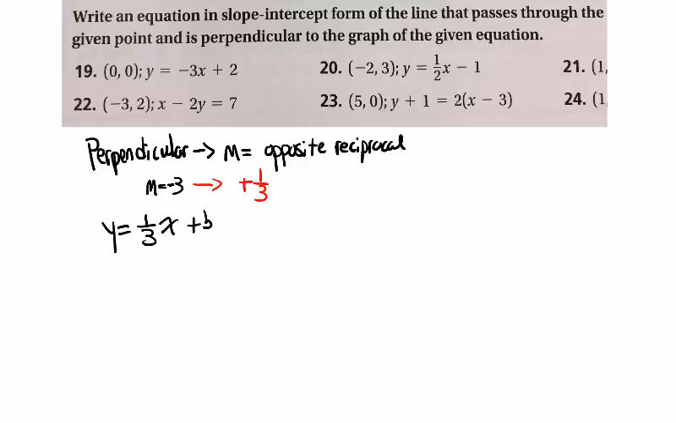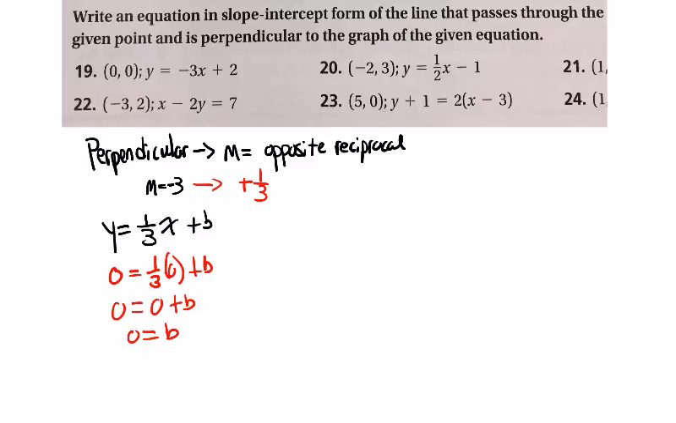Then we're going to substitute our x and y values. This one is kind of simple because everything is 0. So 0 equals 1/3, I should have substituted 0 for x, 1/3 times 0 plus b. And 0 times anything is 0. So hopefully you see that we end up with b equals 0. So our y-intercept in this occasion is 0.